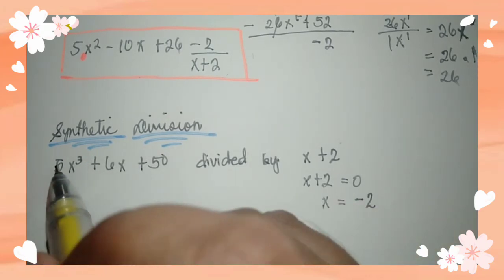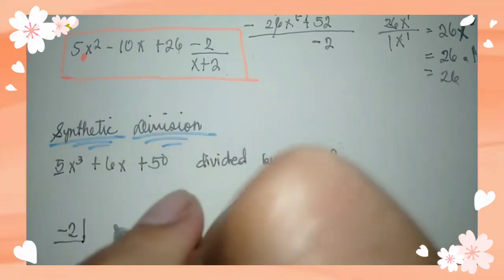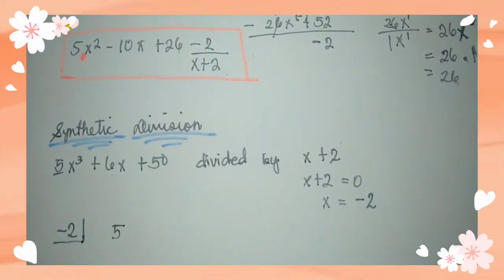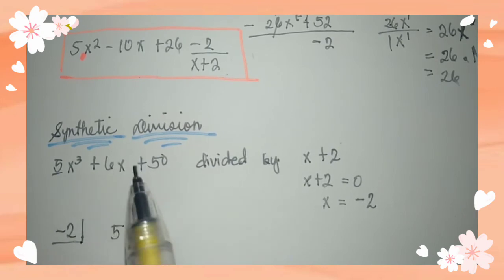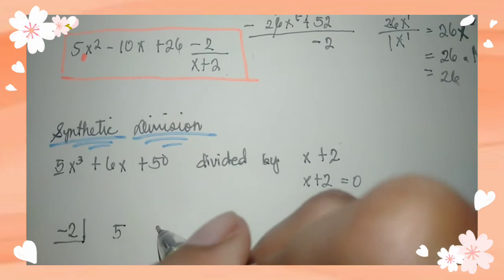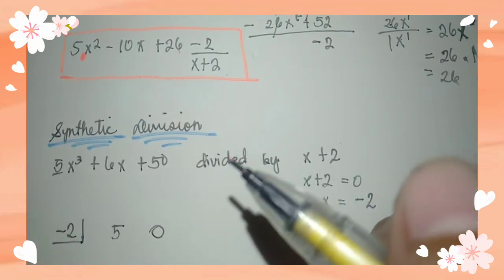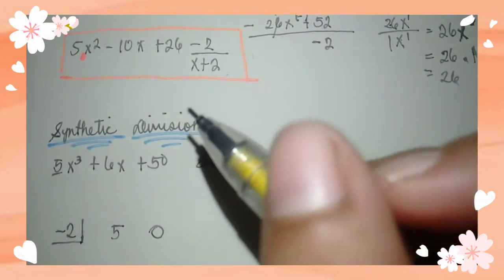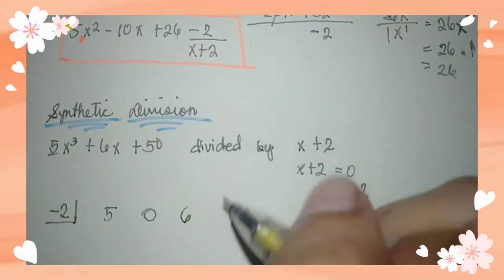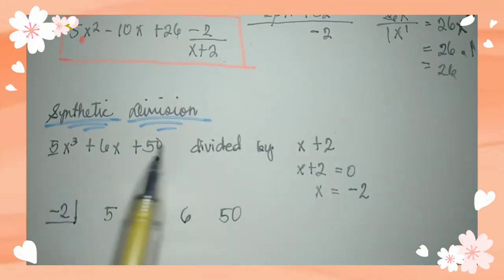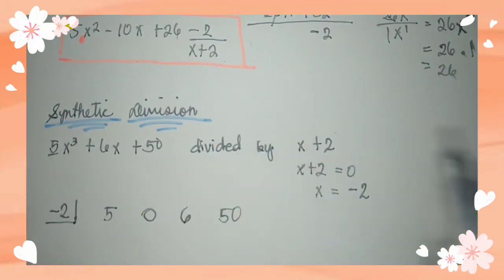So, we have the first term is 5 ang ating numerical coefficient. And then, as you can see kanina, diba, wala siyang kasunod, which is si x squared dapat nandito sa kasunod ni x cubed. Si x squared, no? Since wala tayong x squared, papalitan natin siya ng 0. Sa long division, 0 x squared siya. Dito naman sa synthetic division, 0 lang siya. 6 and 50. So, yan na lahat ng numerical coefficient dito sa ating polynomial equation or expression.